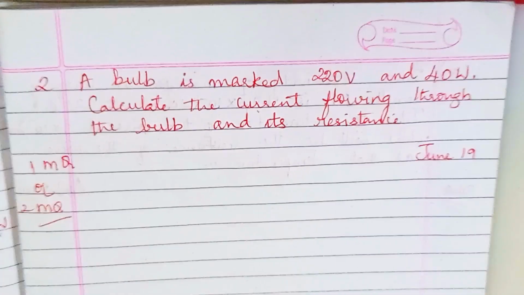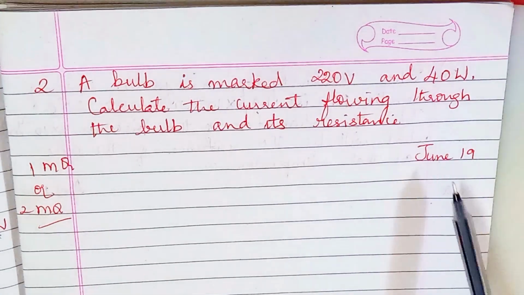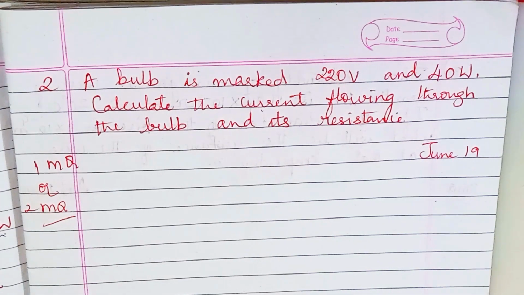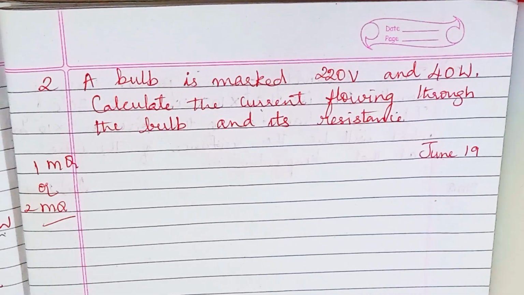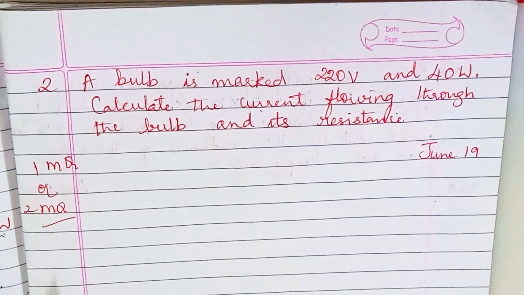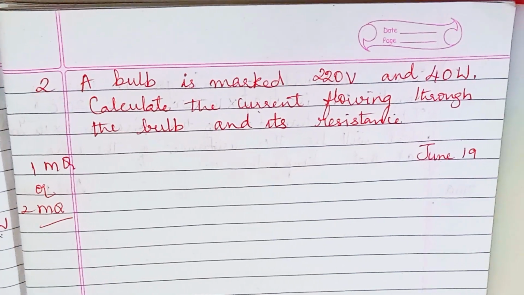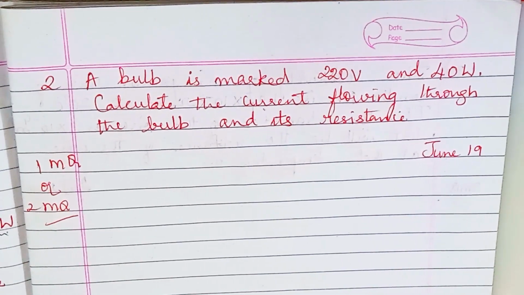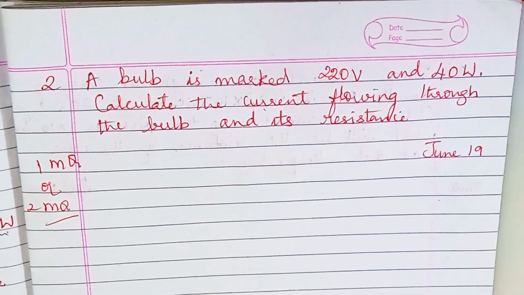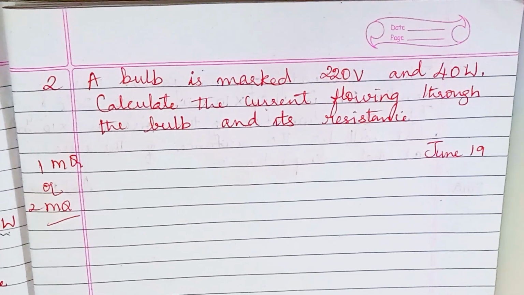Next question. So this was asked in the year 2019 June. So either this will be asked as a 1 marker question, or they can ask you in your MCQs, or they can ask you in your 2 marker question. So the question goes, a bulb is marked 220 volt and 40 watt. Calculate the current flowing through the bulb and its resistance.